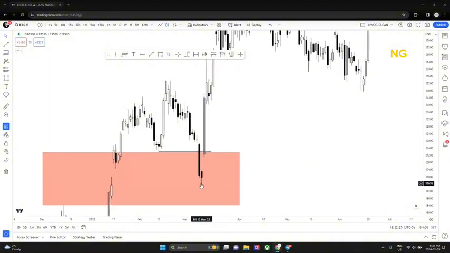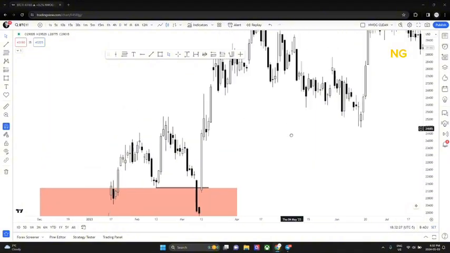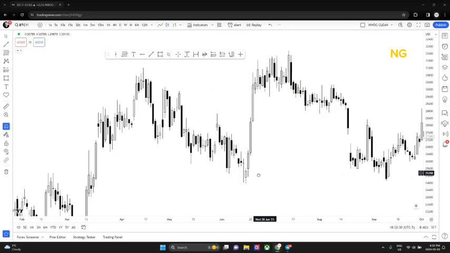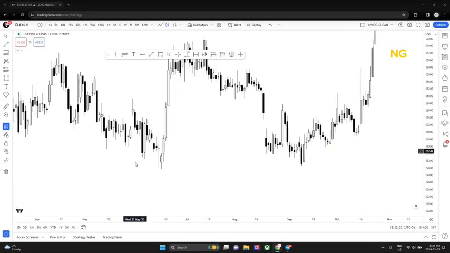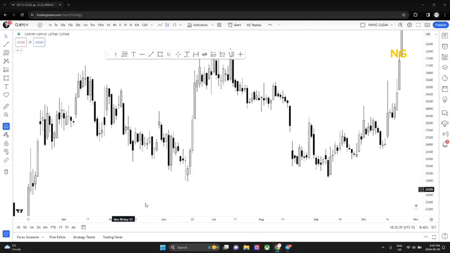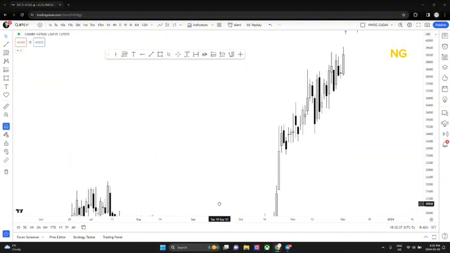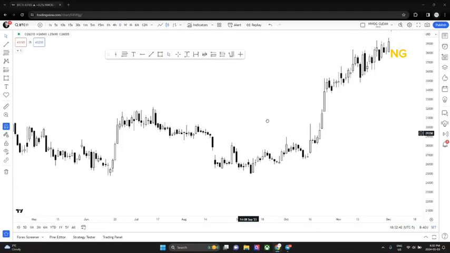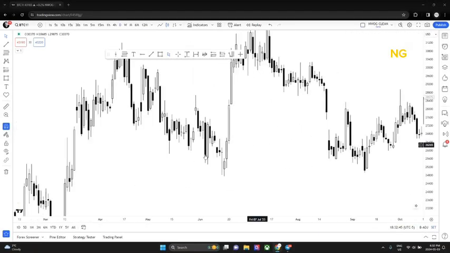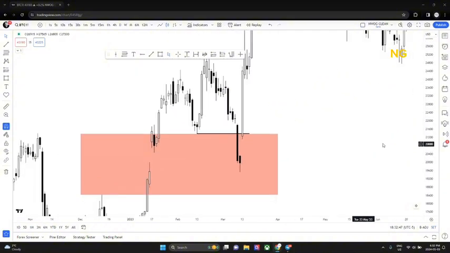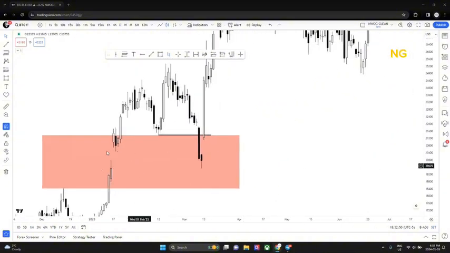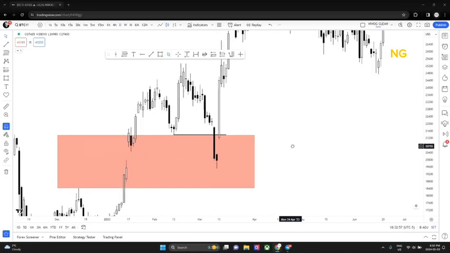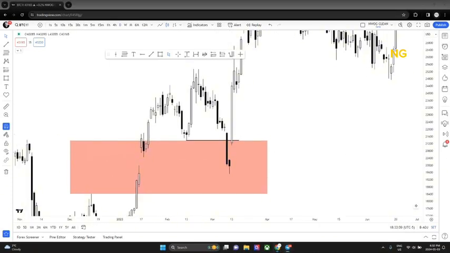Then look how explosive it was after, right? Even I remember down here we were on Twitter, we wanted to see higher prices, and then it went there. So if you follow this simple procedure, you will more times than not be on the right side of the market, right?